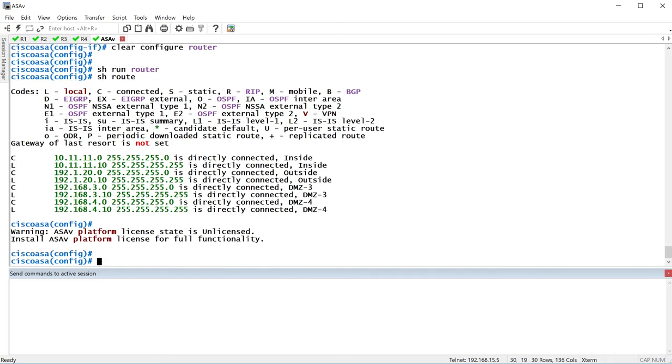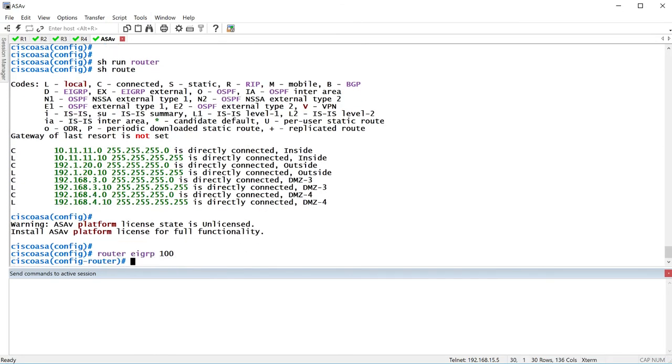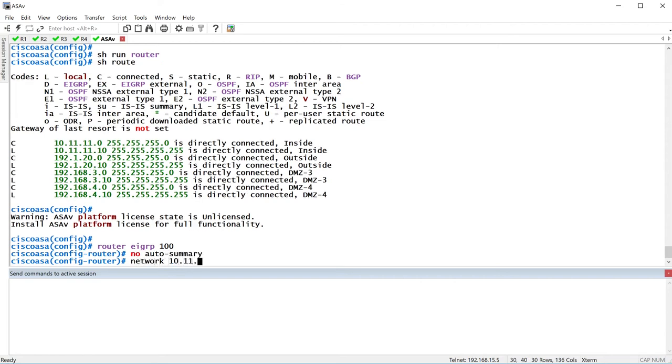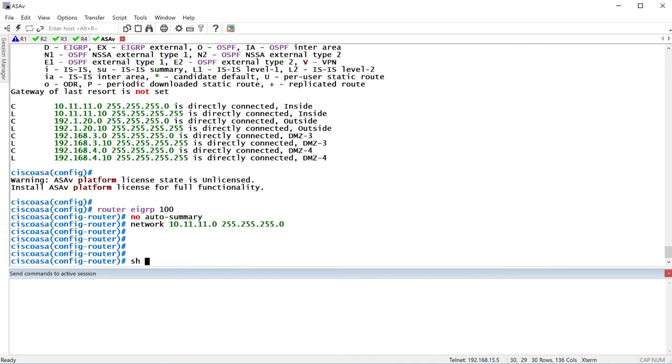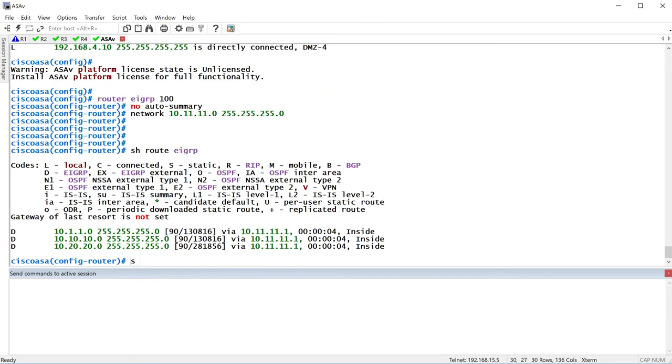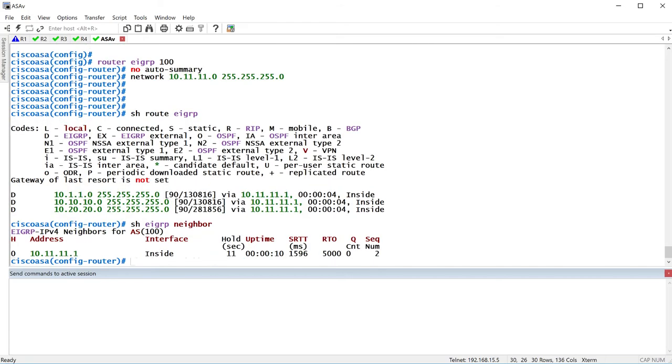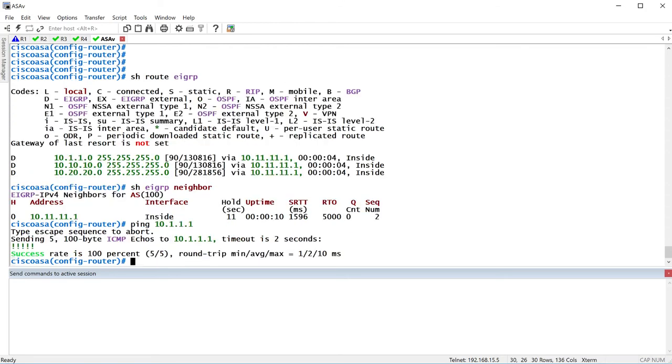On the ASA firewall, I'll do router EIGRP 100, no auto summary, network 10.11.11.0. Over here, my mask is the normal mask. And as soon as I do that, I should have EIGRP up and running. If I do show route EIGRP, those are my 3 routes. Show EIGRP neighbor, 10.11.11.1 is my neighbor. So I'm running EIGRP with router 1 now. I can ping this guy.